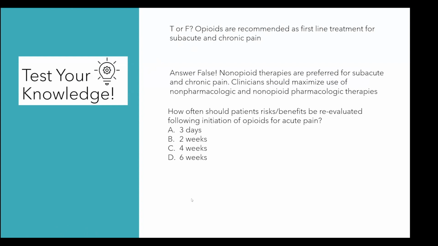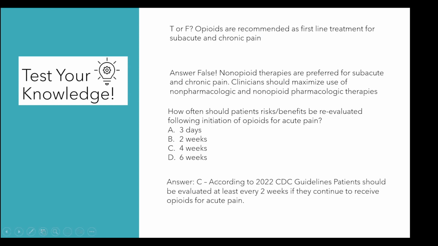And how often should risks and benefits be reevaluated following initiation of opioids for acute pain? And the answer here is C. According to the CDC guideline, patients should be reevaluated at least every 2 weeks if they continue to receive opioids for acute pain.